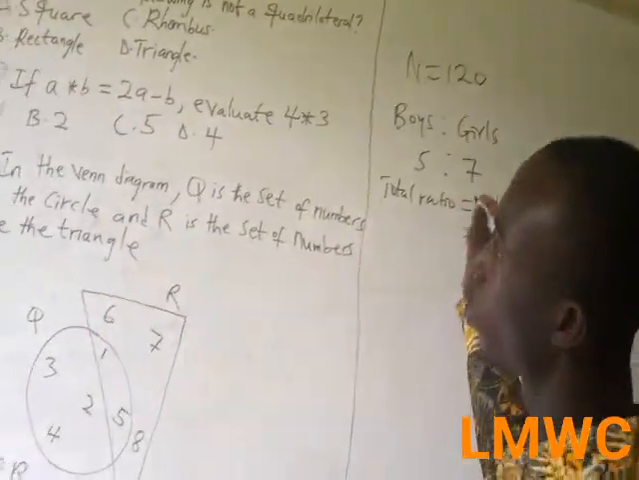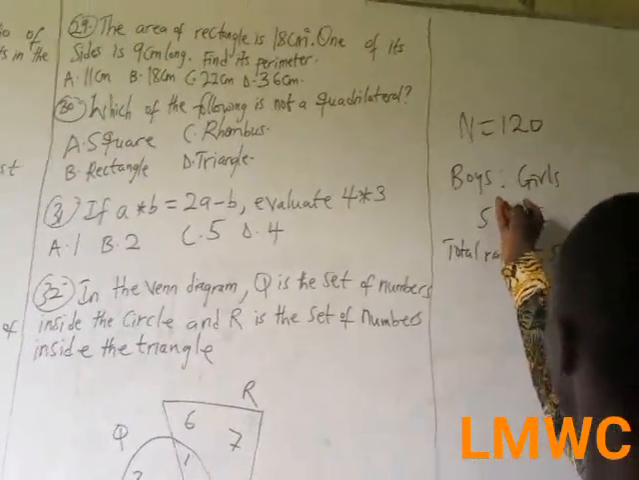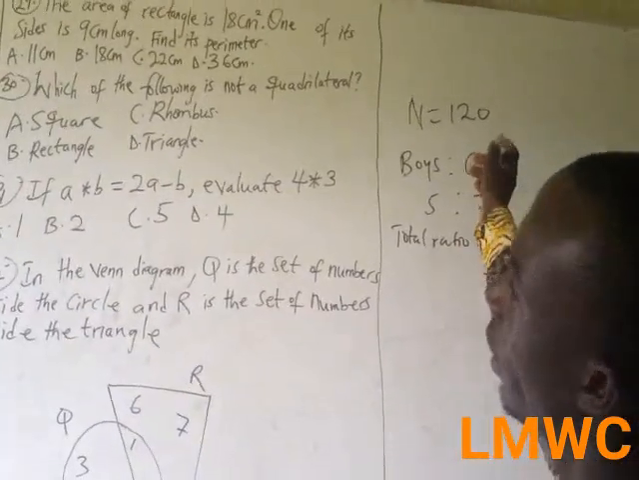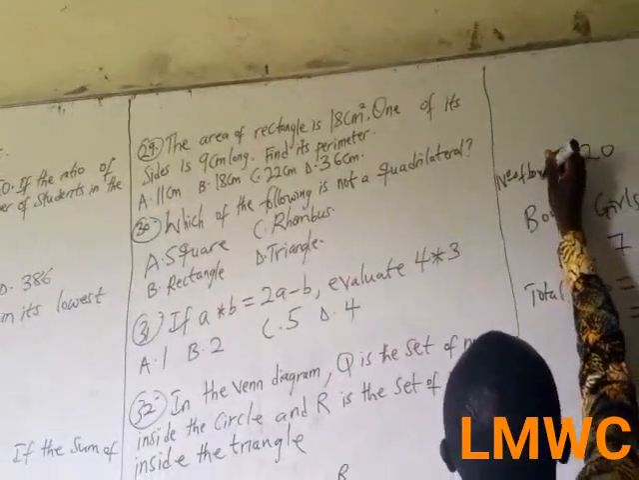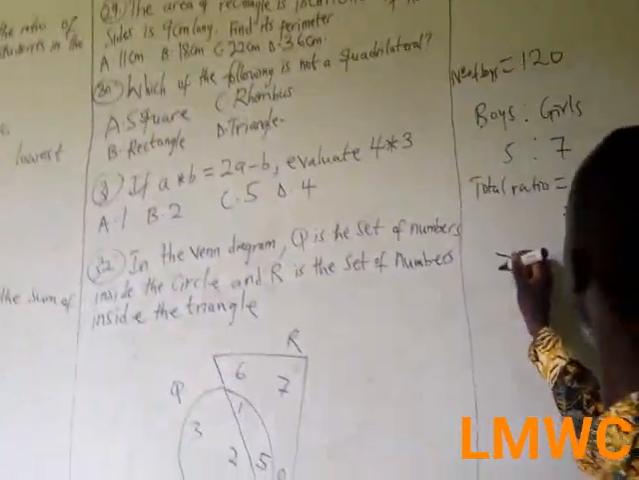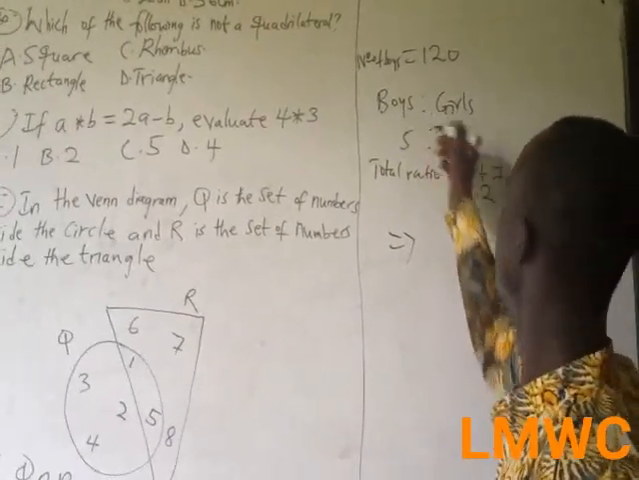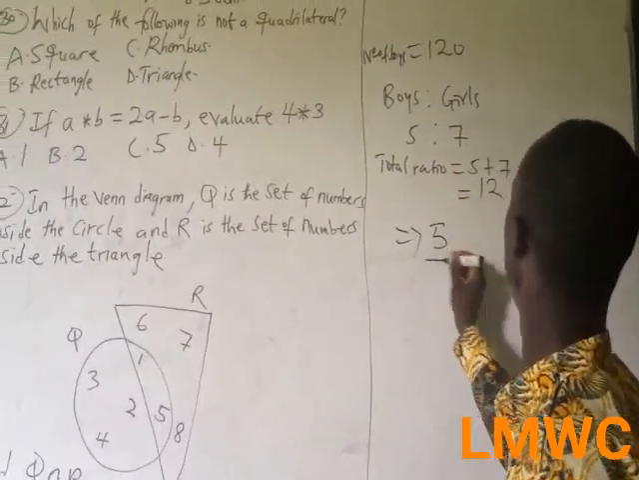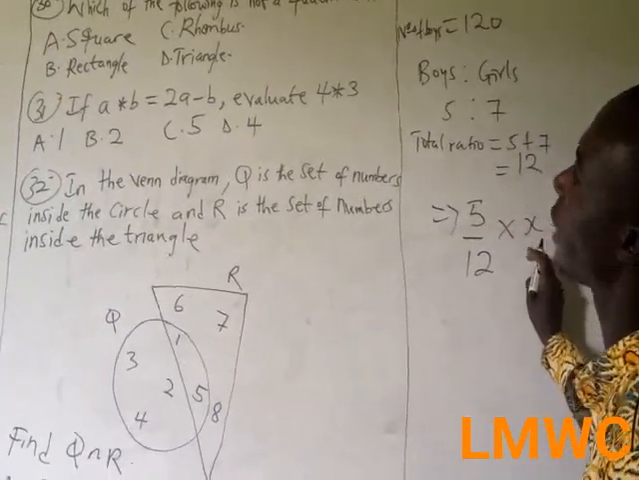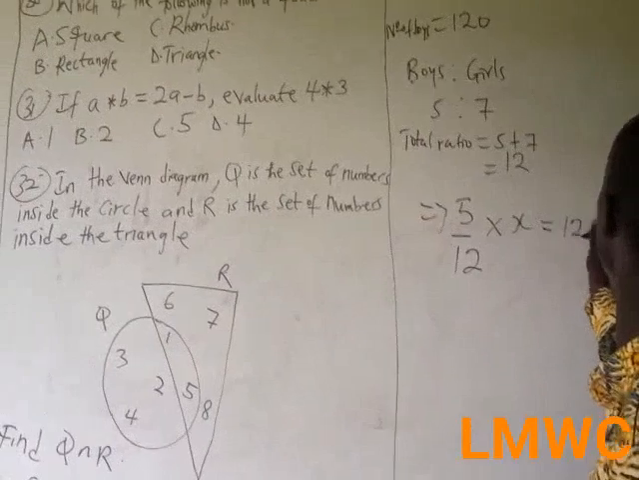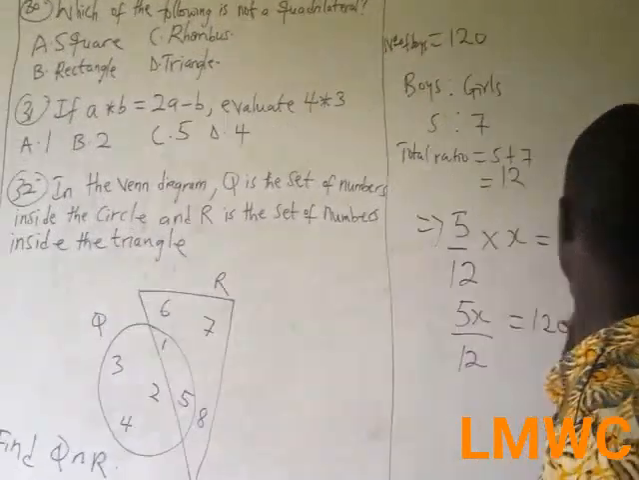So if we want to find the total number of students in the school, we know the number of boys in the school as 120. So we use the ratio for boys to calculate the total number of students in the school. What is the ratio for boys? It's 5 over the total ratio, 12, times x, where x is the total number of students, equal to 120. So we have 5x over 12 is equal to 120.